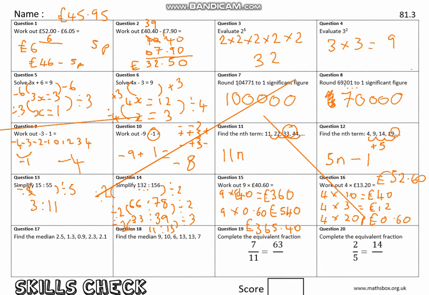Except I have clearly made an error here because 4 times 20 is actually 80. So therefore the actual answer would be £52 and 80p, wouldn't it? Because I've got 4 times 20p, which equals 80p.